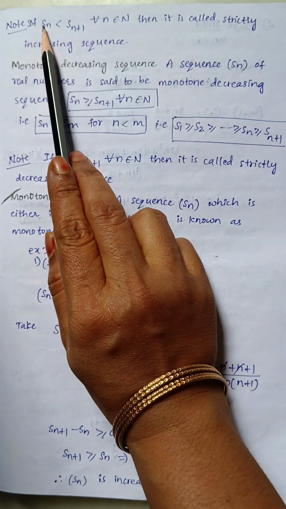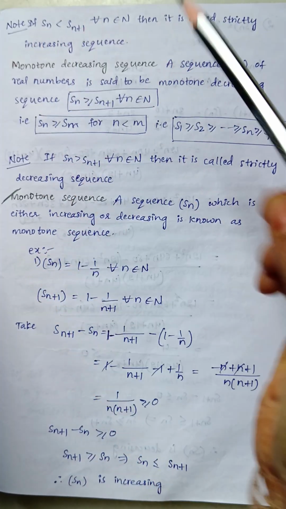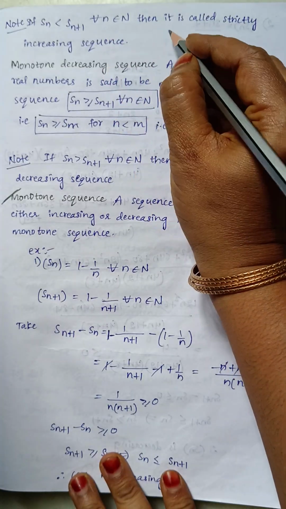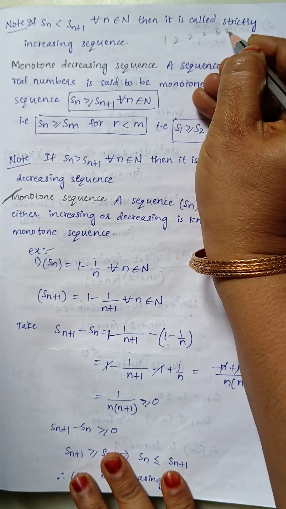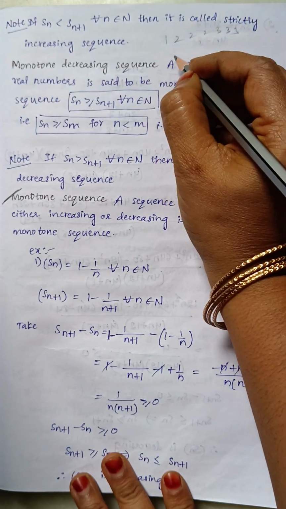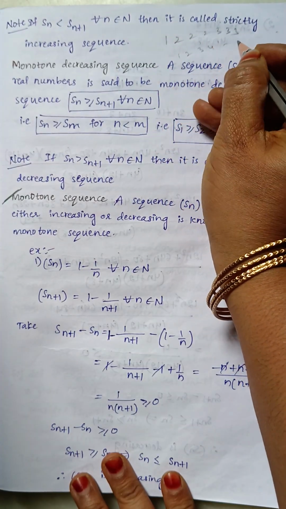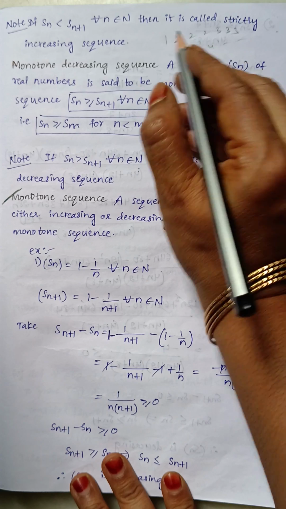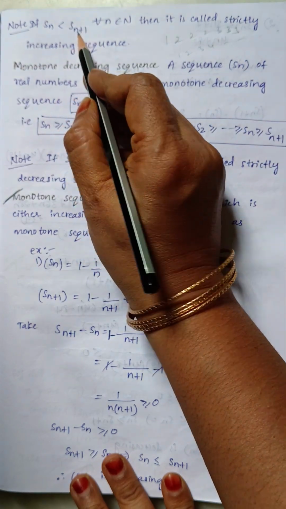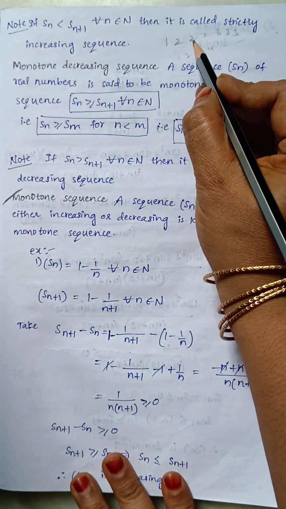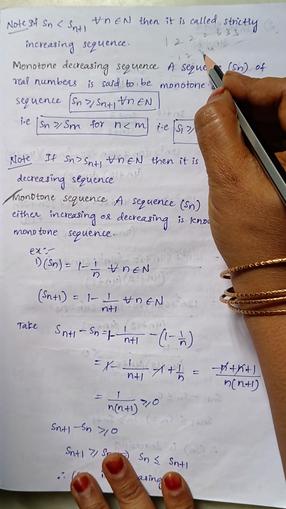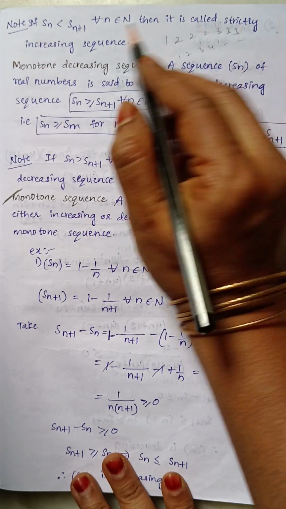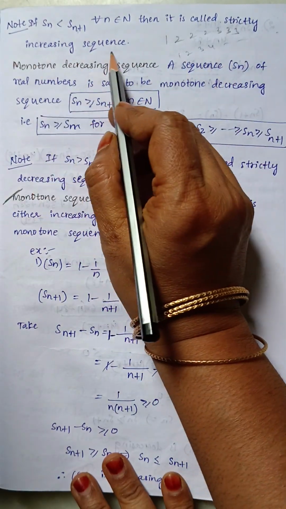Suppose I am taking an increasing sequence, meaning 1, 2, 2, 2, 3, 3, 3. This is an increasing sequence. Strictly increasing means 1, 2, 3, 4 and so on. That means it should not be equal. It is only less than the second number. Less than or equals to the second number means monotonically increasing. Only less than the second number, less than the third number, less than the fourth number, like this, it is a strictly increasing sequence.